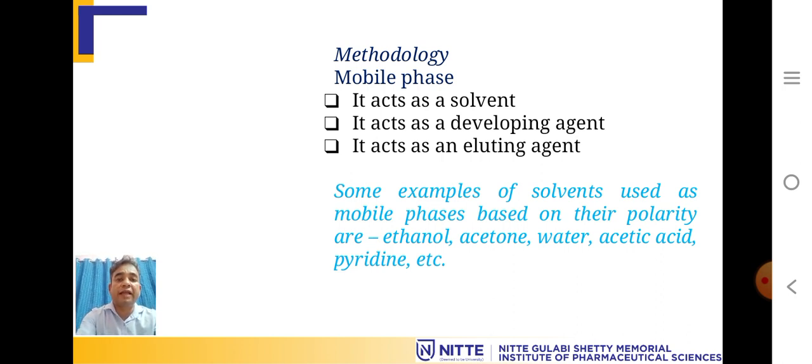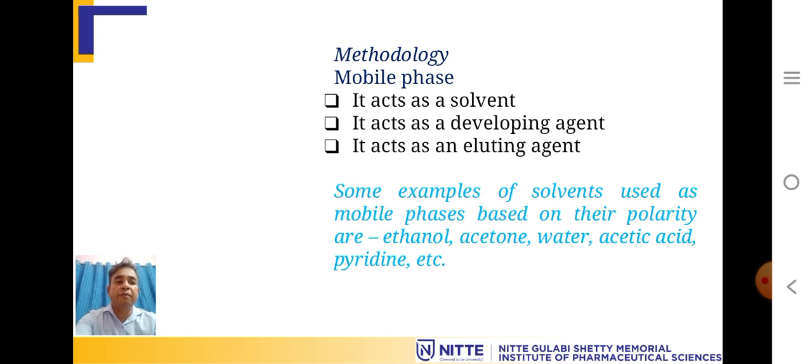When you are packing the stationary phase, this same solvent system is used. When you have to load the sample into this, the sample cannot be directly loaded in solid form. It must be dissolved in solvent. So this particular mobile phase is taken, and the sample is dissolved and loaded on it. Later, the separated sample is eluted from the column, and it is also carried by the mobile phase. So it acts in three roles: it acts as a solvent, as a developing agent, and as an eluting agent.